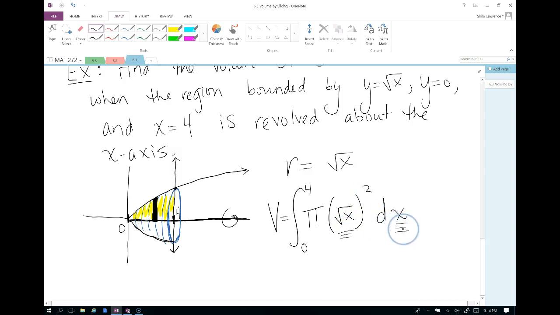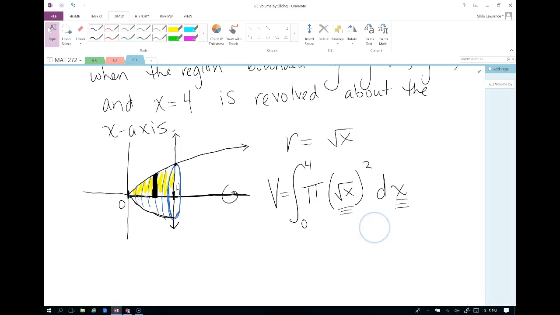Our radius function is in terms of x. We're integrating with respect to x, and the 0 and 4 are values on the x-axis, how far left and how far right our original region, not expanded, but how far left and how far right it reached on our x-axis. So that's just the basic setup. We definitely need to clean this up a little bit before we're ready to integrate.